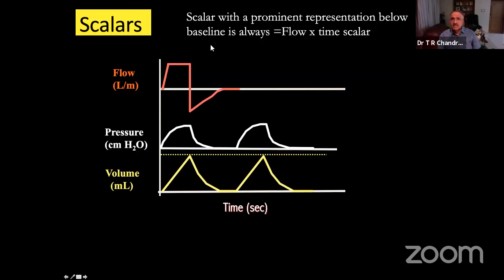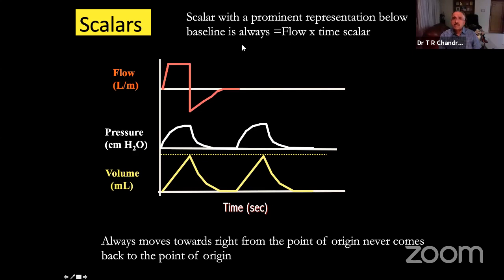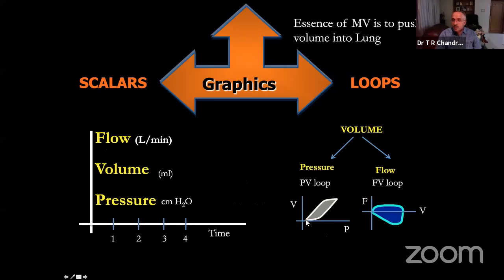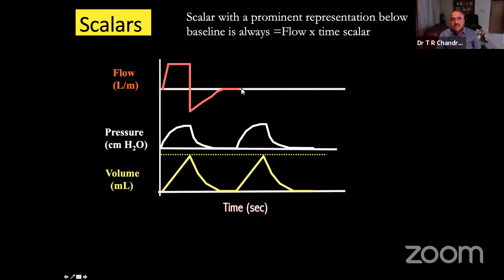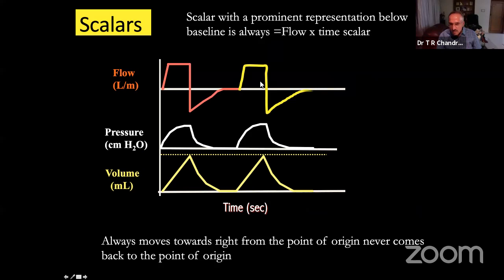And scalars always start from one point and move towards the right. They never come back to the point of origin. Whereas if you look at your loops, the loop always starts and comes back to the point of origin. All the loops have to come back to the point of origin. If it doesn't come back to the point of origin, you can be rest assured there is a pathology when you are looking at the loops.